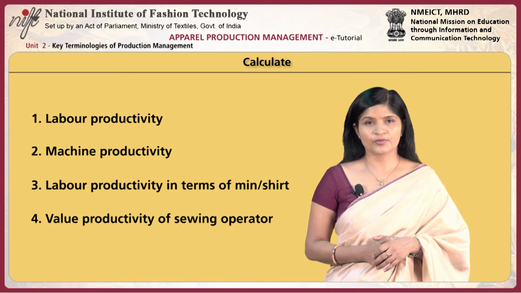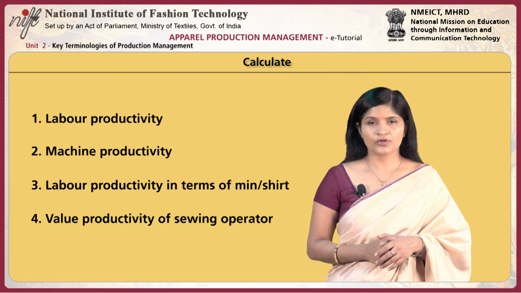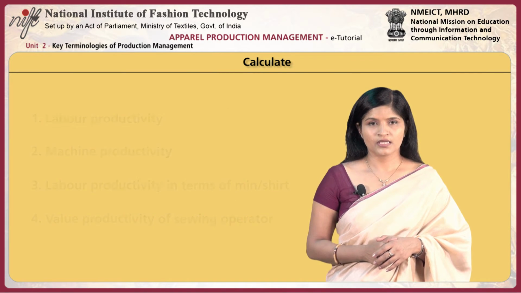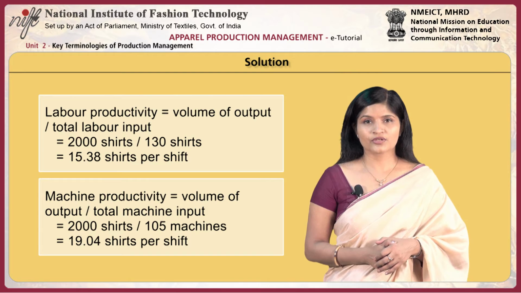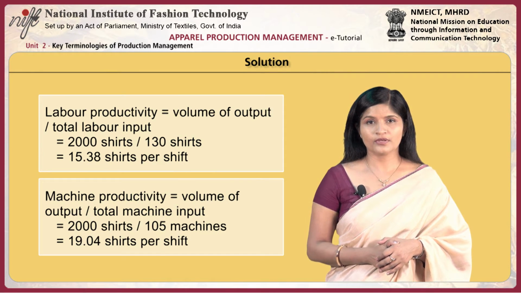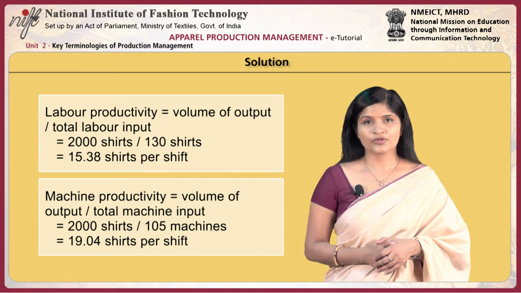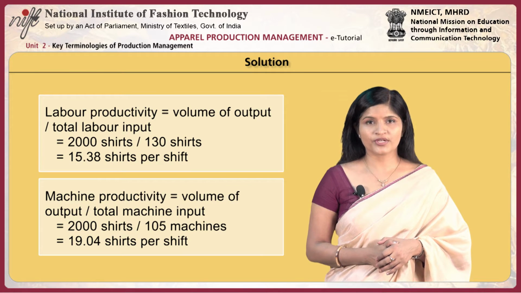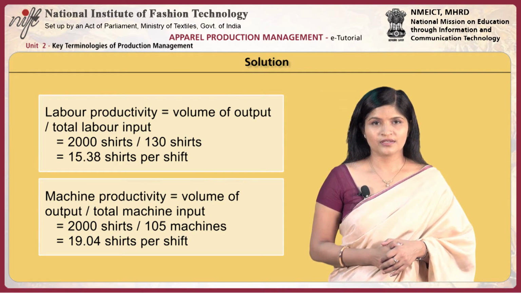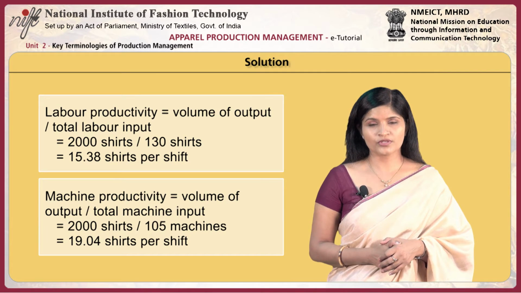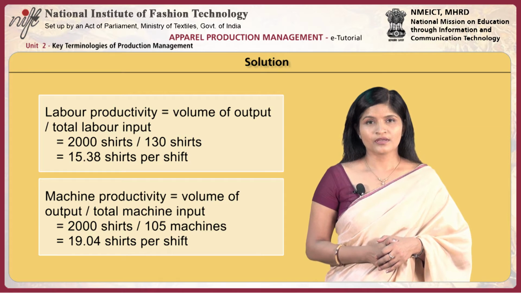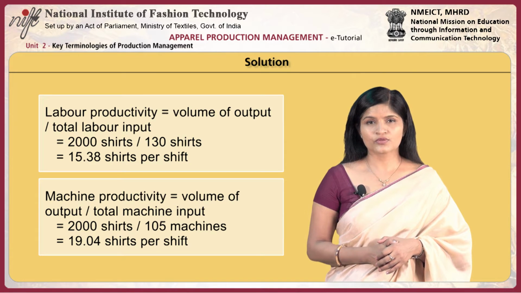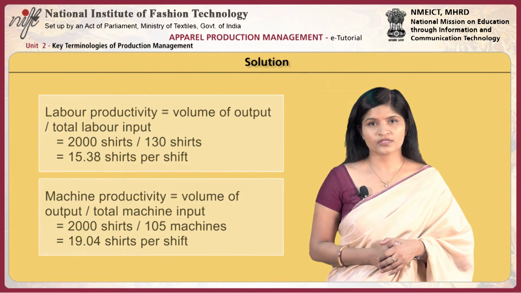We need to calculate labor productivity, machine productivity, labor productivity in terms of minutes per shirt and value productivity of the sewing operator. The solution is: labor productivity is equal to volume of output upon labor input. If we put the values, it is 2000 shirts divided by 130 workers, that is equal to 15.38 shirts per shift. Machine productivity is equal to volume of output upon total machine input. If we put the values, 2000 shirts divided by 105 machines, that is equal to 19.04 shirts per shift.